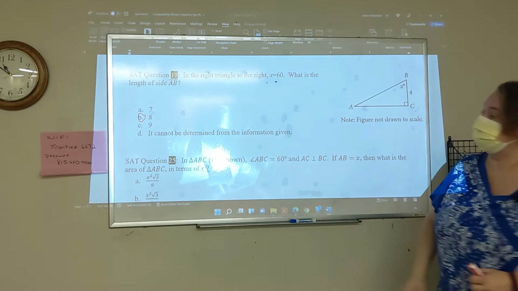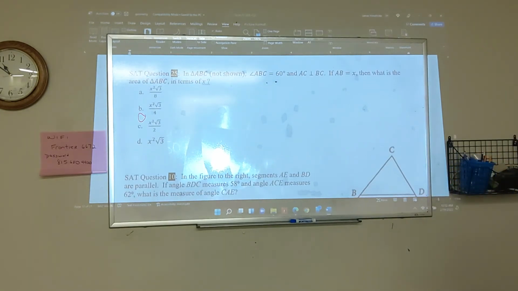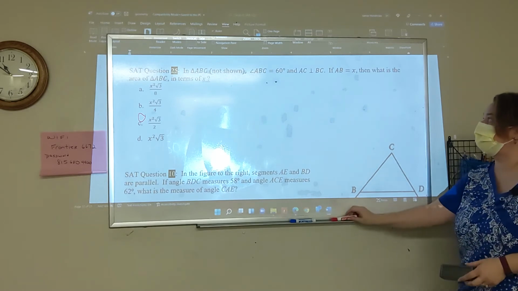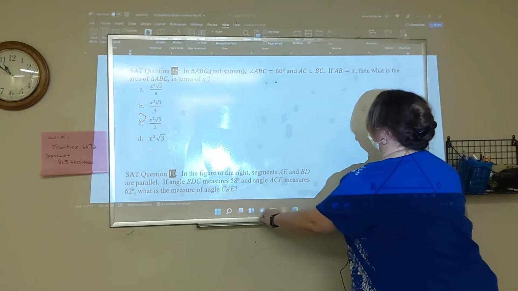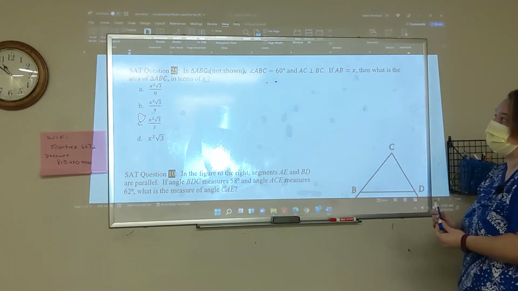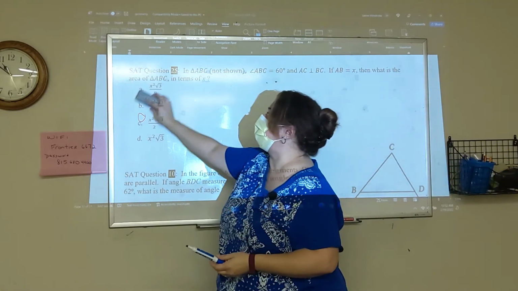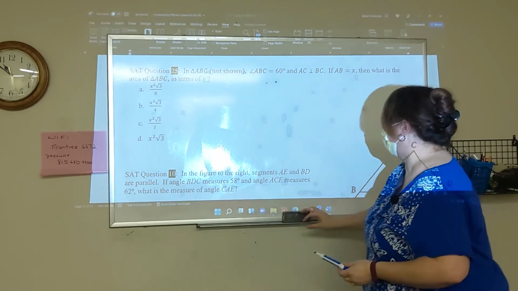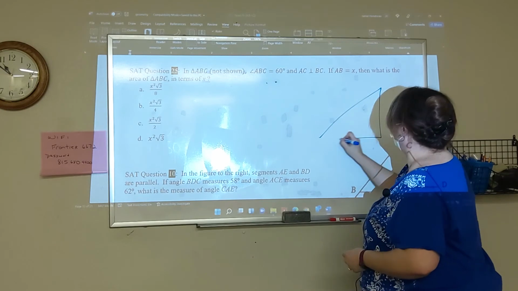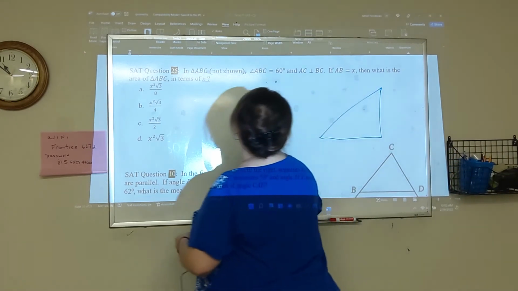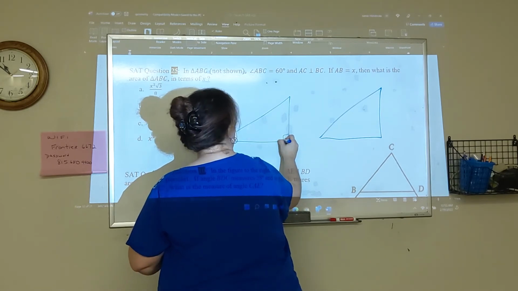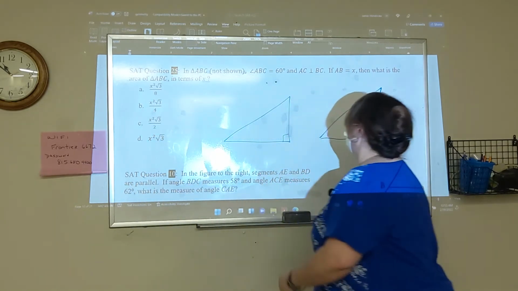Next problem. In triangle ABC, which is not shown, angle ABC is 60 degrees and AC is perpendicular to BC. If AB is x, then what is the area of ABC in terms of x? Okay, so we have triangle ABC, and we know there's a 60-degree angle involved, so we know we're going to need our pattern triangle. So might as well draw it out real quick.